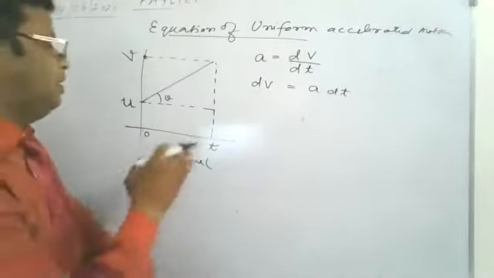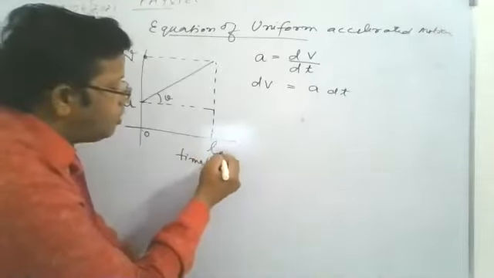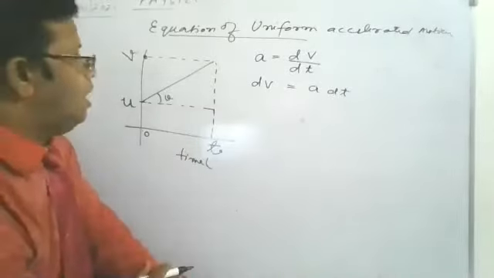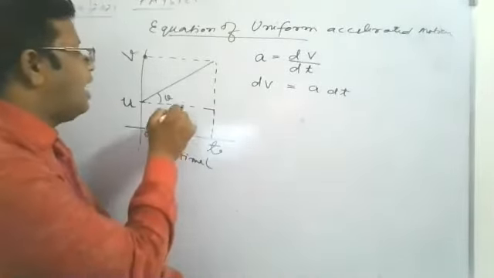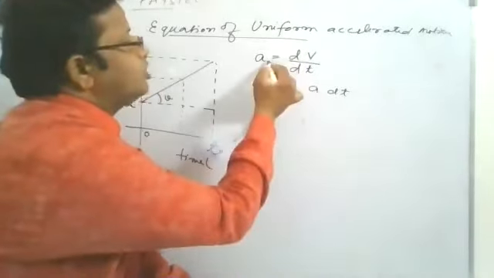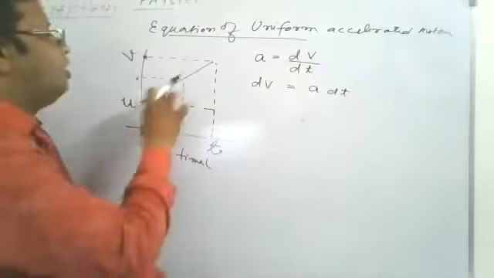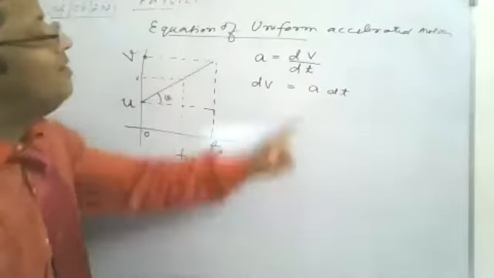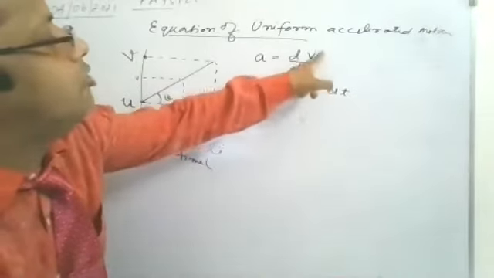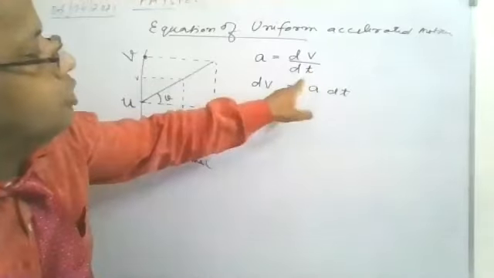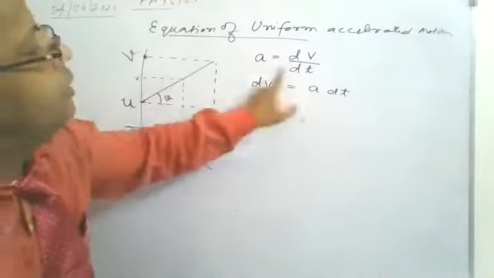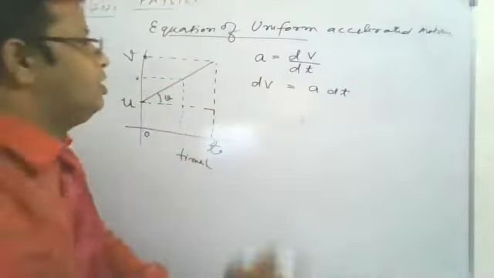Now let's see here. At a particular instant of time, let at time t, the velocity becomes v. Now we can write a is equal to dv upon dt. That is, acceleration at a particular instant of time is the rate of change of velocity with respect to time. This dt is in the denominator side. When it goes to the left side, it gets multiplied. A dt is equal to dv.